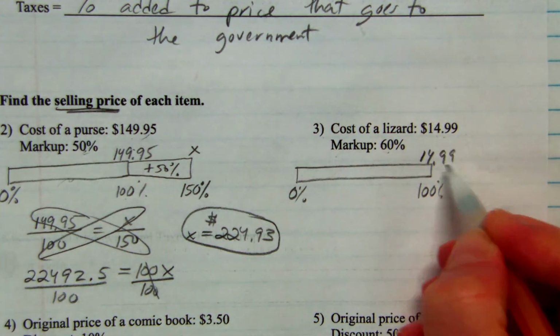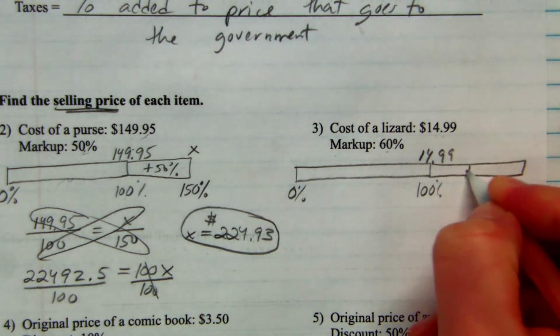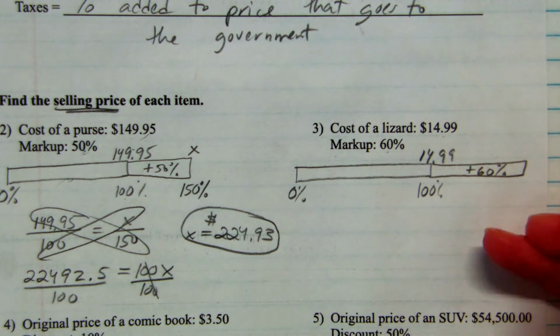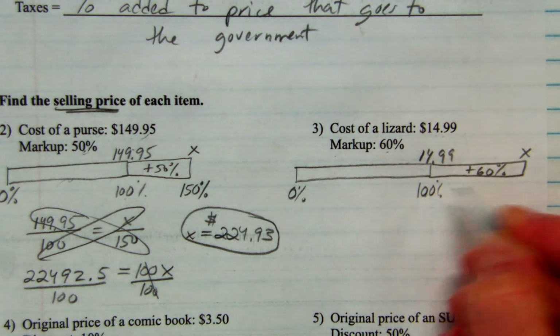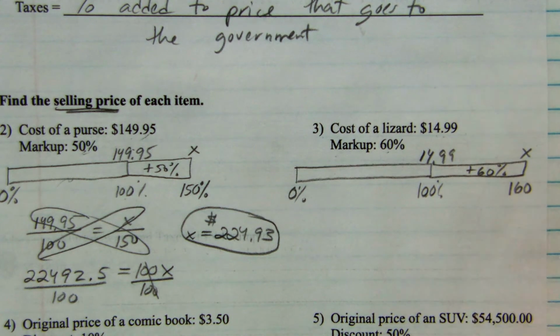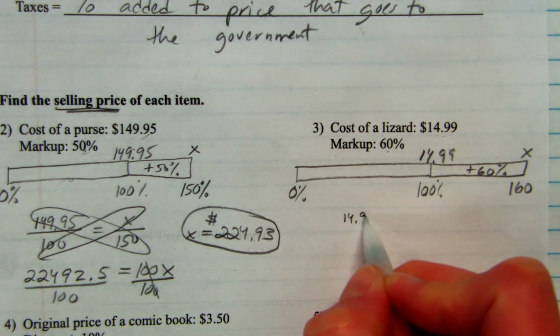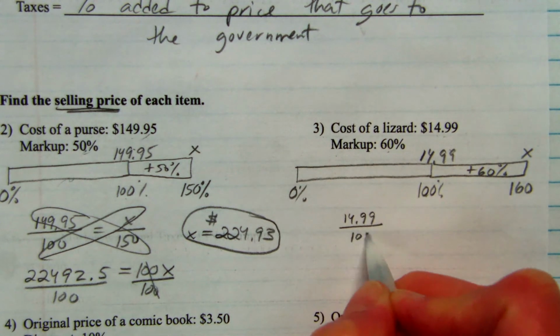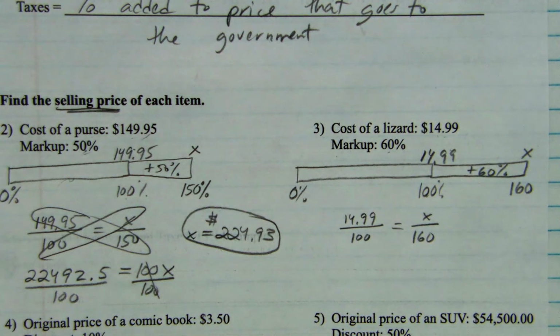$14.99. And we are adding a lot. We're adding more than half of the price. We are adding 60%. And we don't know how much that's going to be, but I know if I take 100% and add 60%, I get 160. So this gives us our proportion. So $14.99 over 100 equals X over 160. And then we can figure out what that final price is.